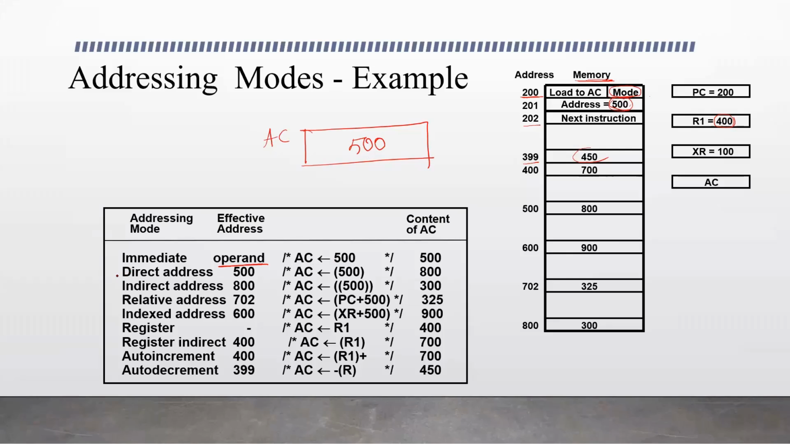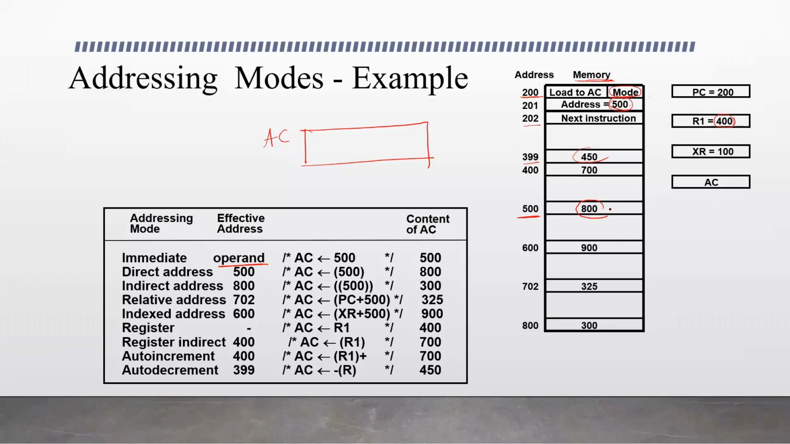And the second case, direct address. In direct address, the address field is the effective address of the operand. The value given in the address field is the effective address. So the 500 in the address field we consider as the effective address. So we now need to locate the operand at location 500. In memory, what is there at location 500?